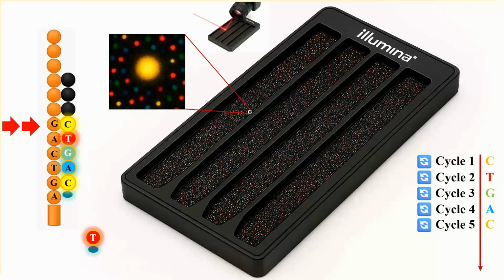Next, both reads are combined during data analysis. Read 1 provides sequence information from one end and read 2 provides sequence information from the opposite end. This improves alignment accuracy, helps resolve repetitive regions, and increases confidence in mapping DNA fragments. Because both ends of the same DNA fragment are sequenced, this is why it is called paired-end sequencing.